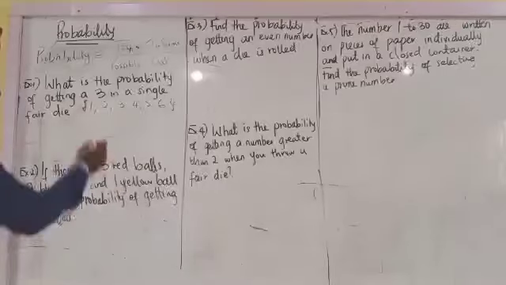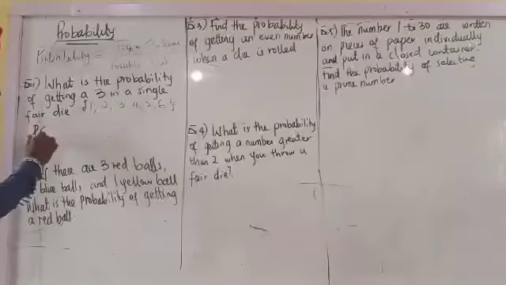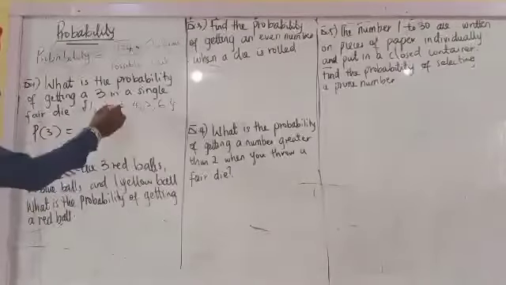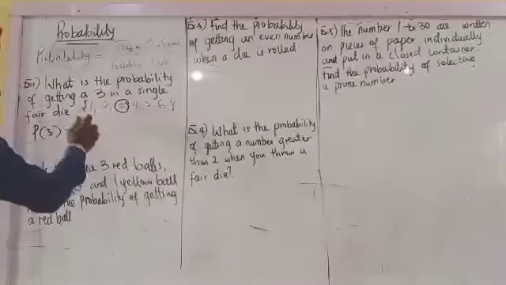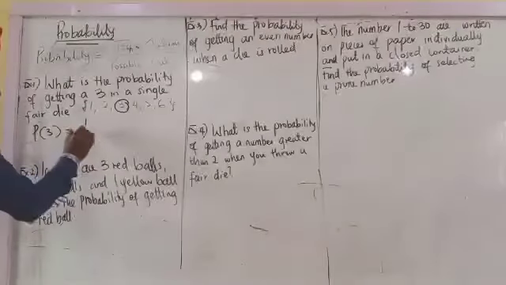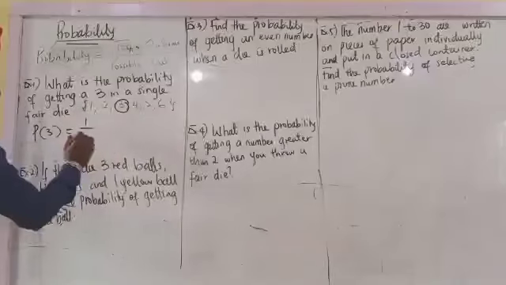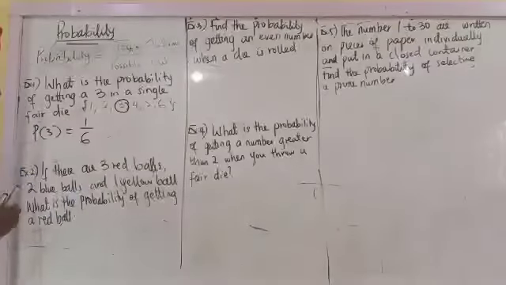To get the probability of getting a three, you have just one three out of six numbers. So the probability of getting a three is one over, which is your favorable outcome, and the possible outcomes here are six, so it becomes one over six. That is the probability of getting a three on a single die.